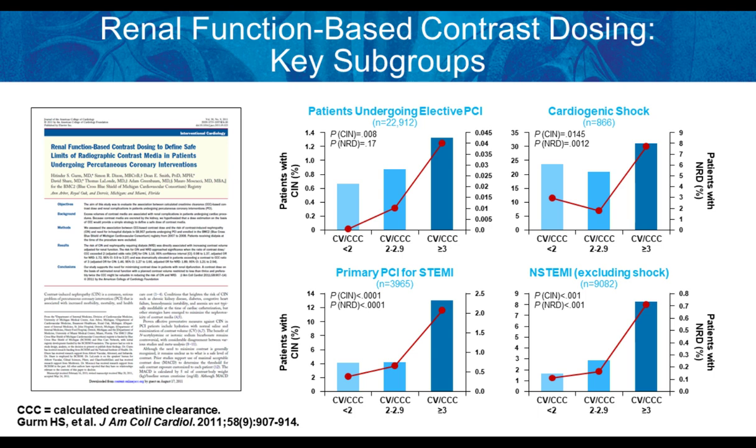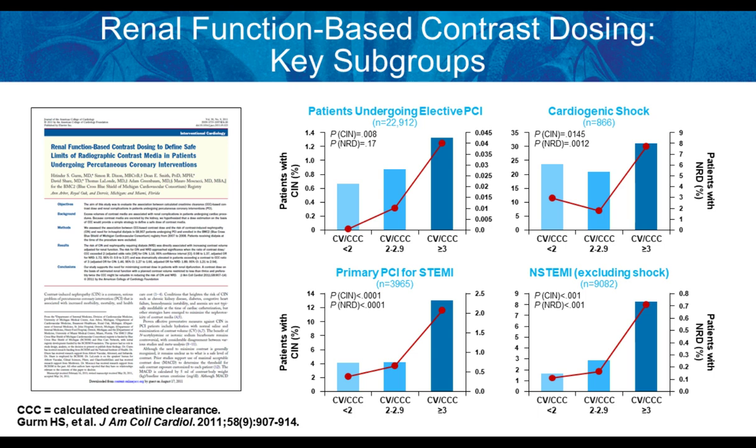So if you look at these panels, the first panel is elective PCI. So what's interesting about this is that if you have a contrast volume to creatinine clearance ratio less than 2, your likelihood of contrast-induced kidney injury is very low. But most importantly, nobody in this group ended up on dialysis. And then if your ratio is 2 to 3, your risk goes up, and if your ratio is more than 3, your risk goes up dramatically.